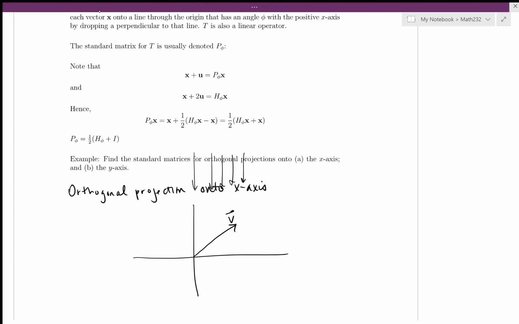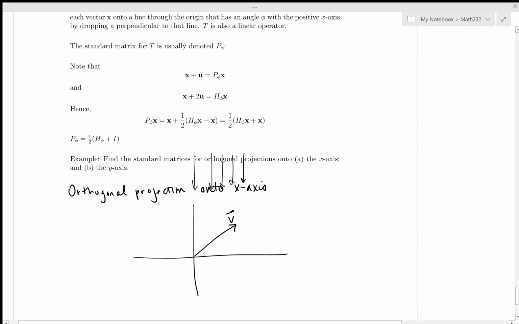And so that shadow is going to be this guy right here. So I project this down like this, orthogonal. That's what it looks like. Okay, so that's the orthogonal projection onto the x-axis. If I want to do it onto the y-axis, I imagine a light source here shining in this direction, and I project it this way. That's the shadow over here. So I get this guy right here. So that's the orthogonal projection onto the y-axis. The blue one is the orthogonal projection onto the x-axis.